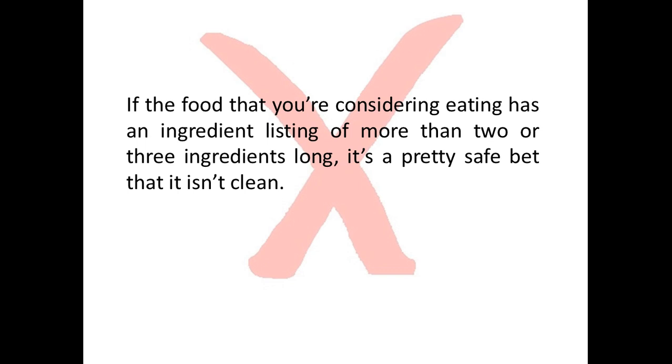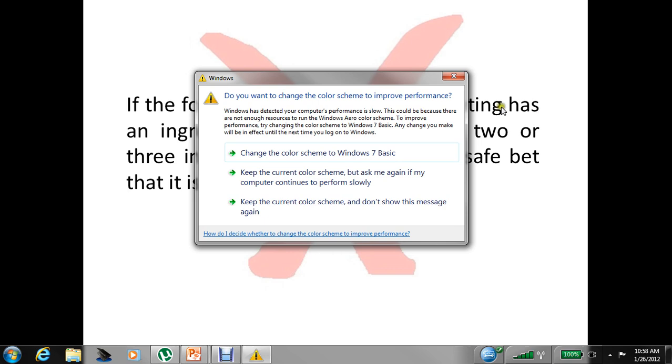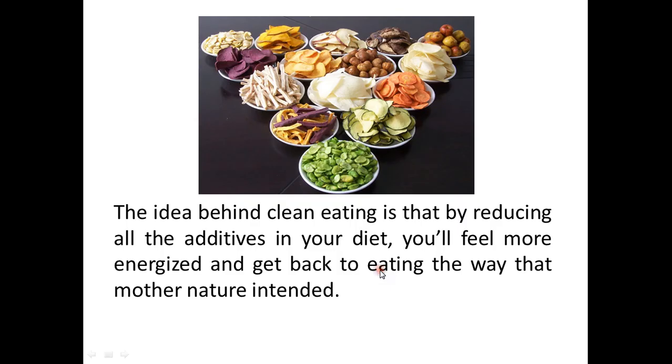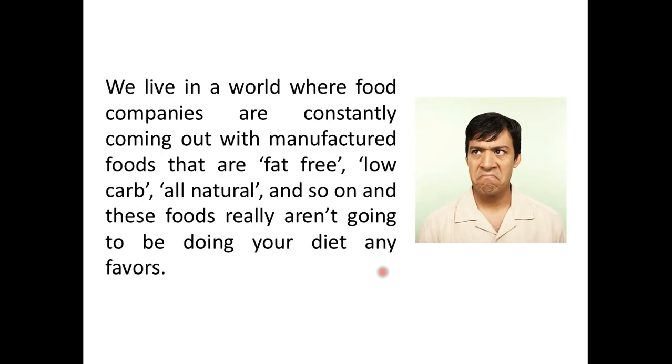If the food that you're considering eating has an ingredient listing of more than 2 or 3 ingredients, it's a pretty safe bet that it isn't clean. The idea behind clean eating is that by reducing all the additives in your diet, you'll feel more energized and get back to eating the way that Mother Nature intended. So really look at your ingredients list. Obviously, if it's more than 4 to 5 ingredients, it's not good. It's highly processed, filled with chemicals. So make sure the first 2 ingredients are natural.